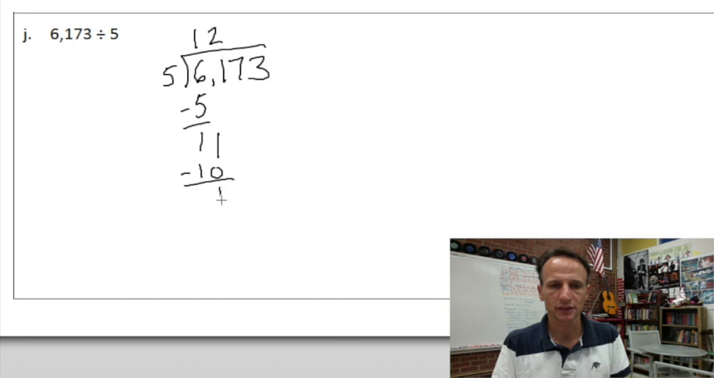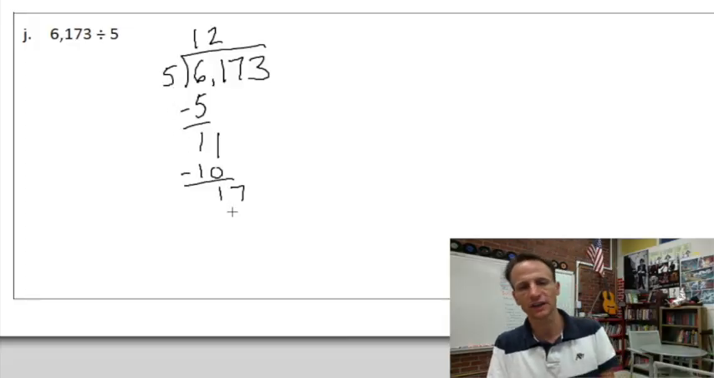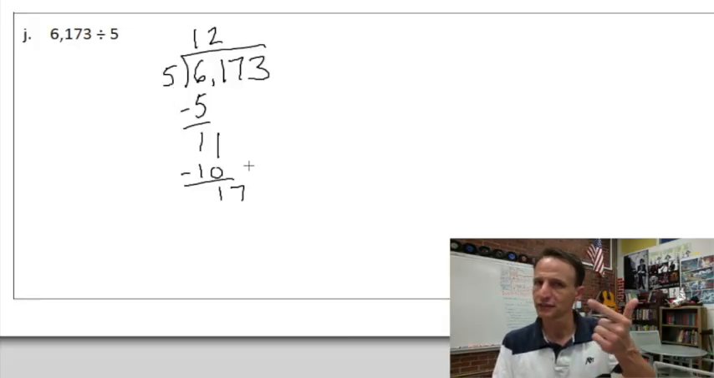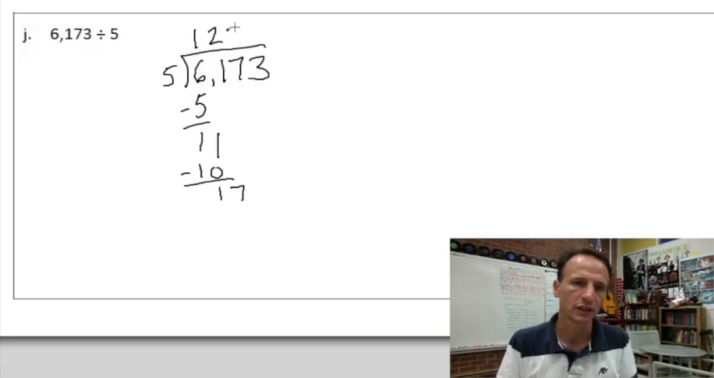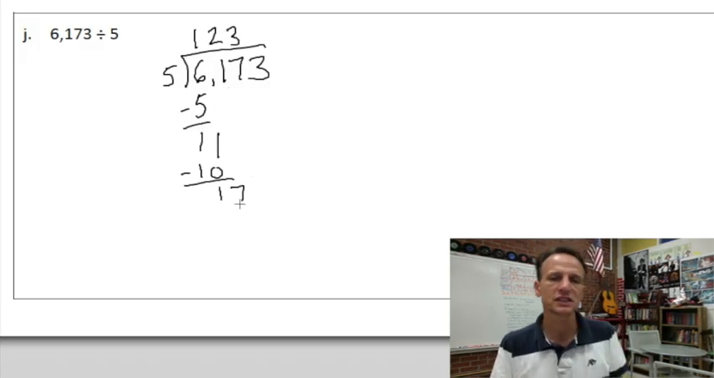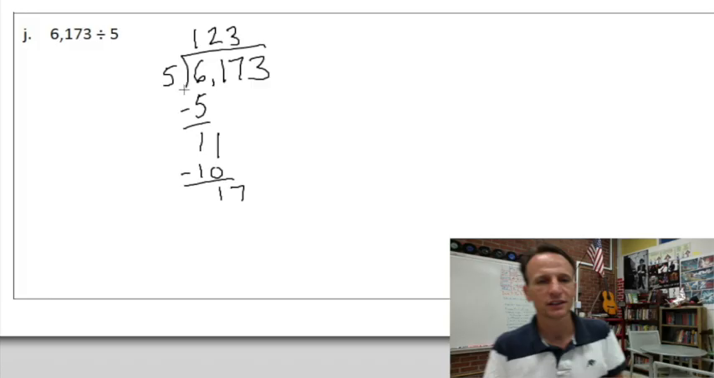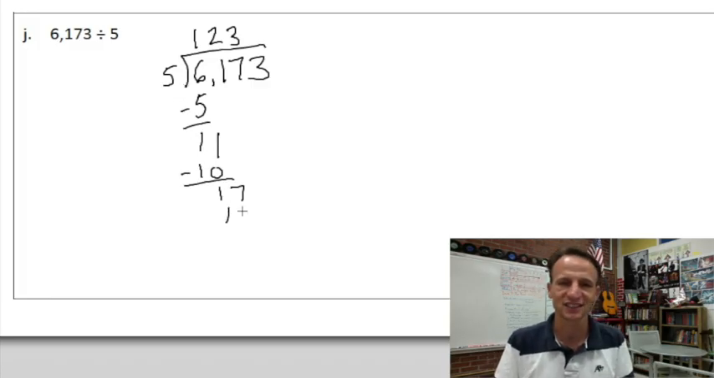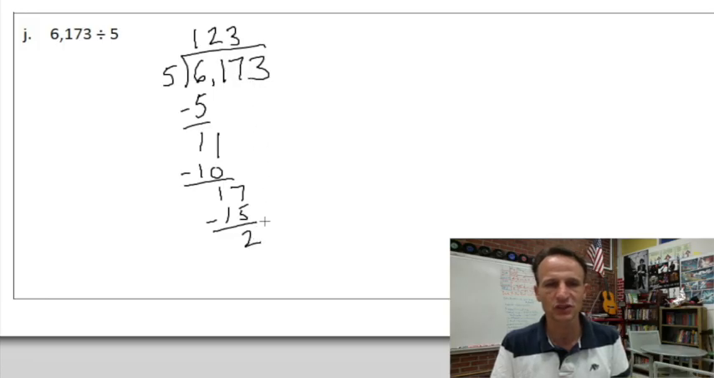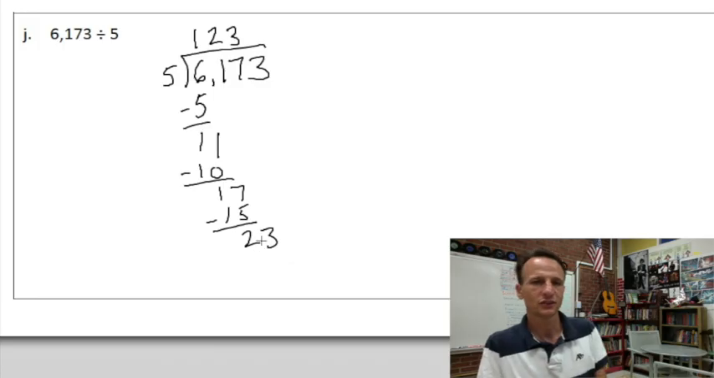And we subtract, we're left with 100, but we still have 7 10s. So let's call this 17 10s. So how many 5s in 17? 5, 10, 15. Yep, 3. Oh, are they doing it again? Those sneaky little such and so's. 3 times 5 is 15. We subtract and we are left with 2 tens, but we still have 3 ones to divide here.